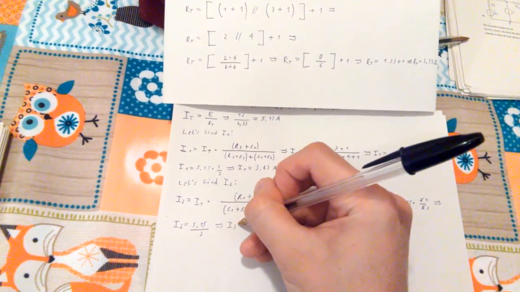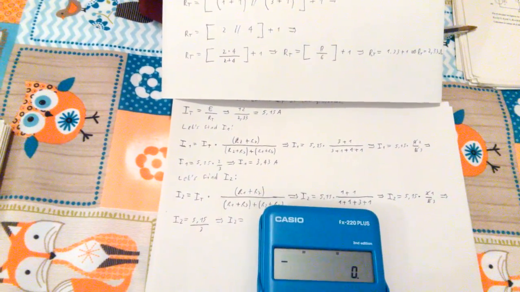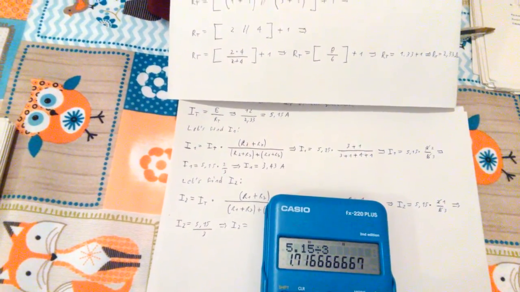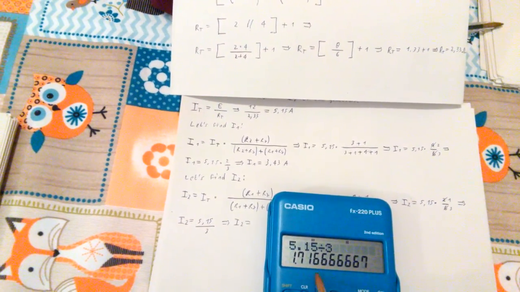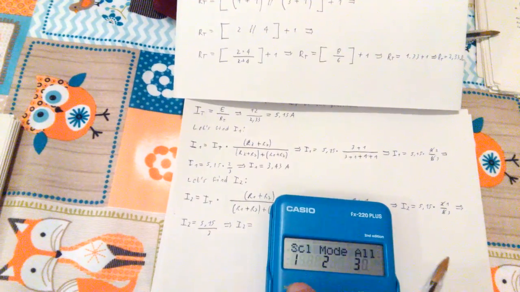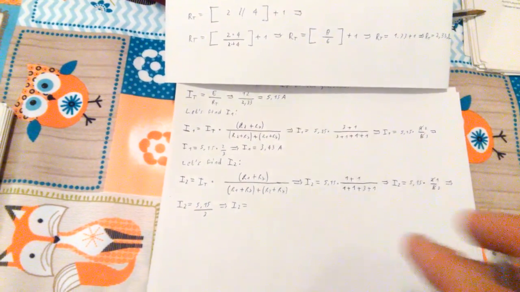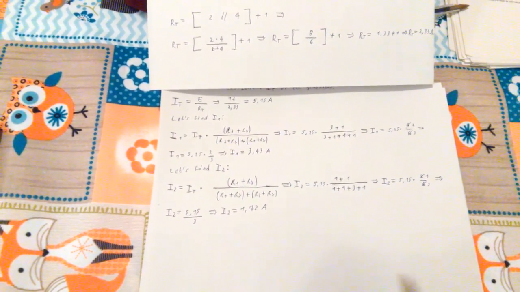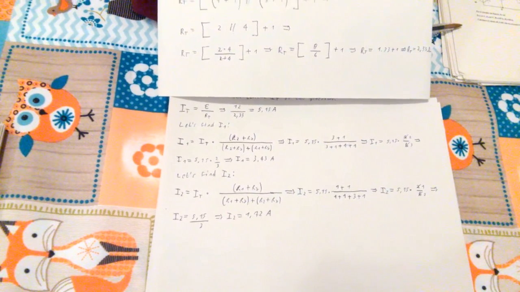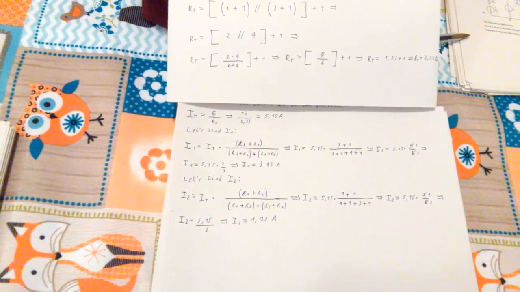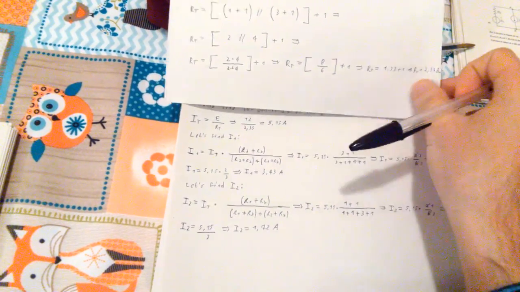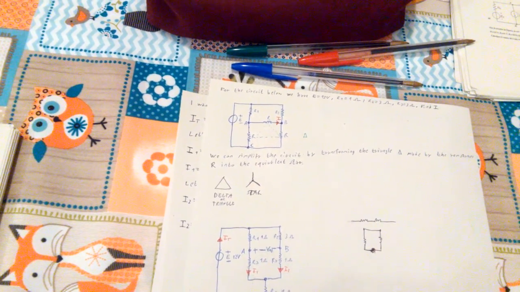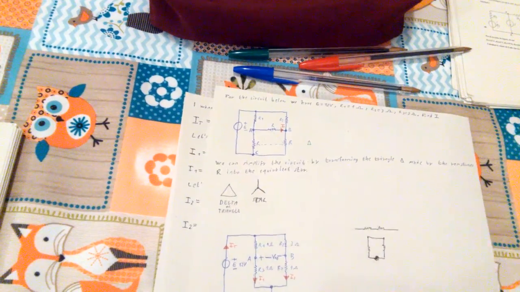If I just use the calculator again, 5.15 over 3 is actually 1.71. Now there is a 6, so I'm going to go with 1.72 amps. So we're almost there, because what we're trying to find now is the voltage here, VAB. We're almost done.